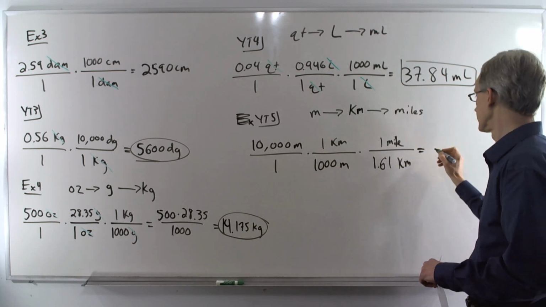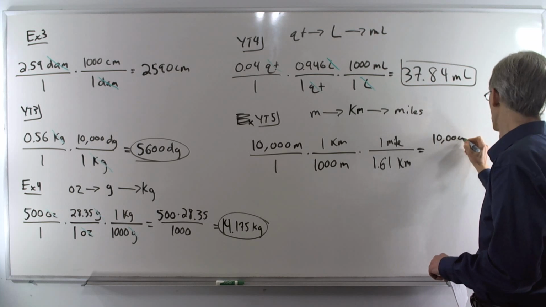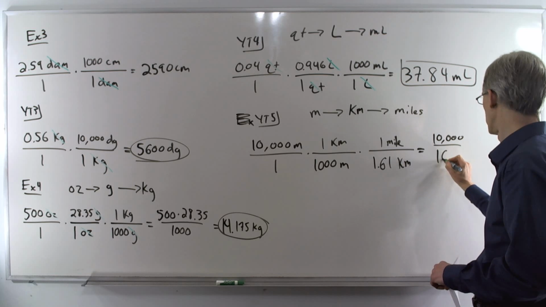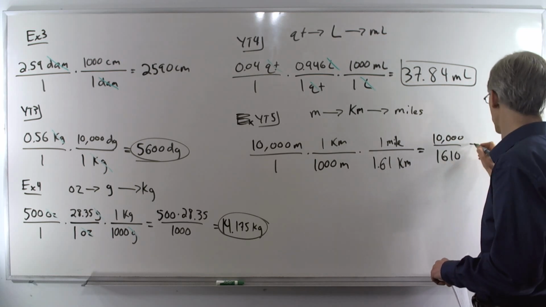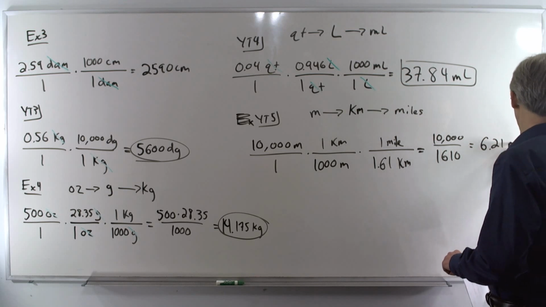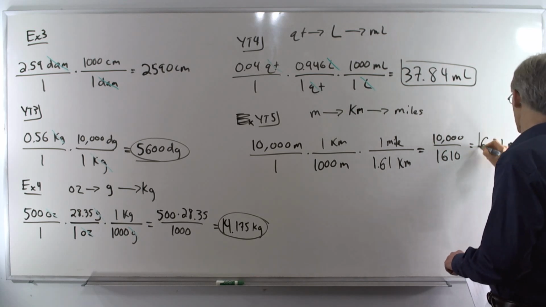Multiplying straight across, we get 10,000 on top. And the bottom, 1,000 times 1.61, that's 1610. Divide that out and we get 6.21 miles.